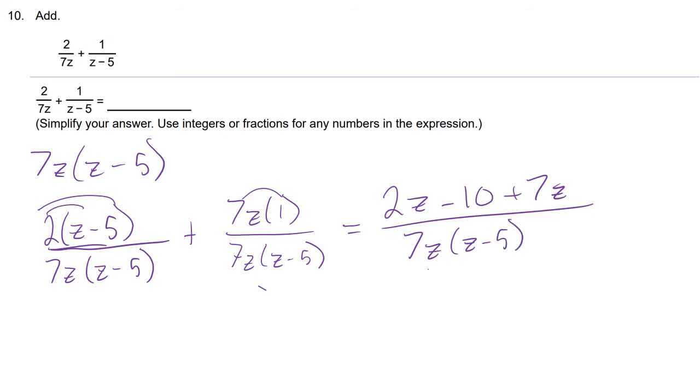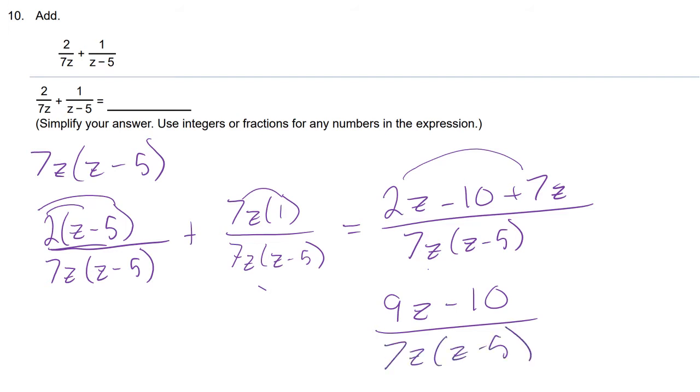Now, I want to simplify as much as possible. I can actually still combine a couple things because I have like terms. When I do that, I end up with 9z minus 10 over 7z and z minus 5. It might be tempting to distribute the bottom, but you actually don't need to do that to make it simple. We do need to distribute on the top just to make sure there's nothing we can't cancel out. Since the top doesn't factor anymore, this is going to be our final answer.